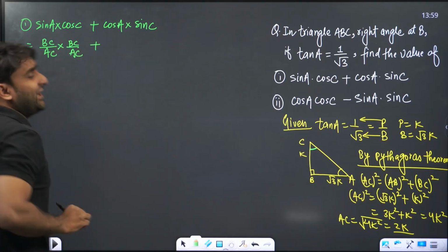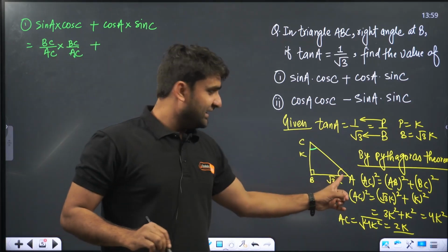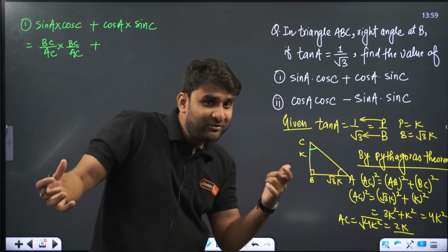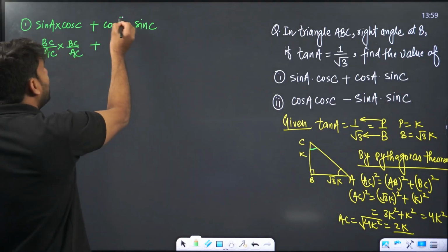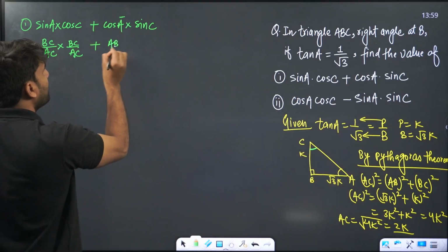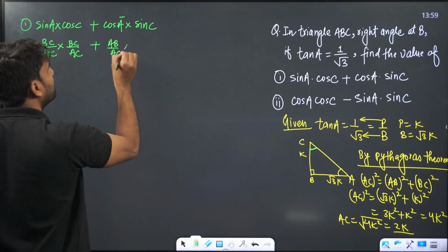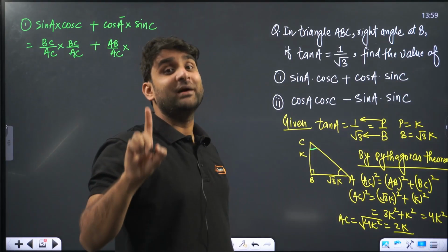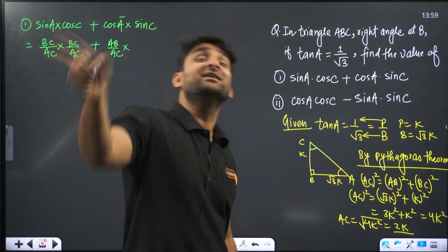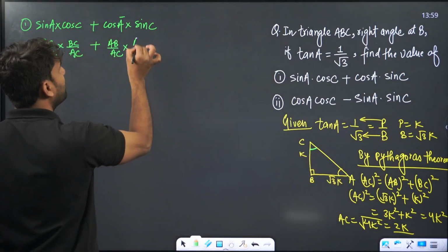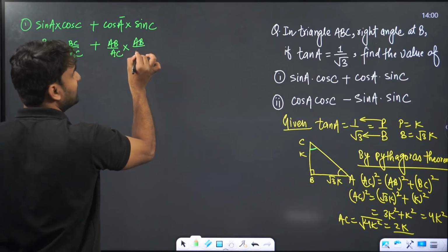Plus cos A, angle A here. What is cos in trigonometric ratio? Base by hypotenuse. But for angle A, base will be AB, and the hypotenuse will be AC, into sine C. What is sine? Perpendicular by hypotenuse. For angle C, perpendicular will be AB, and the hypotenuse is AC.